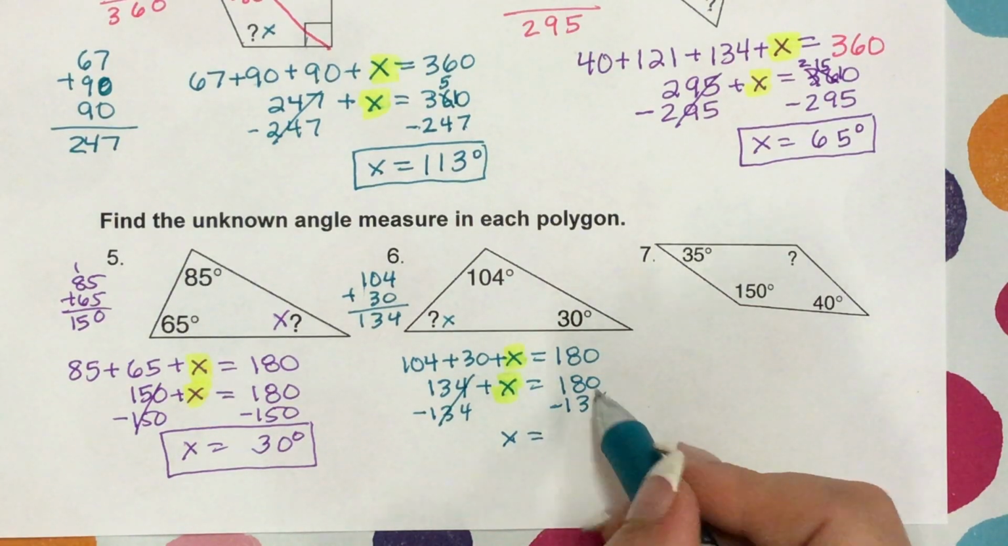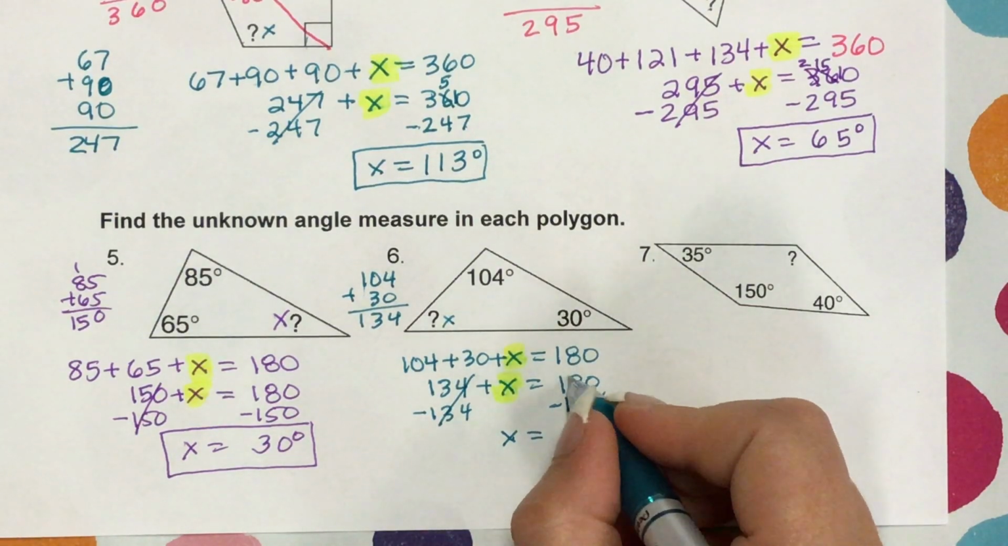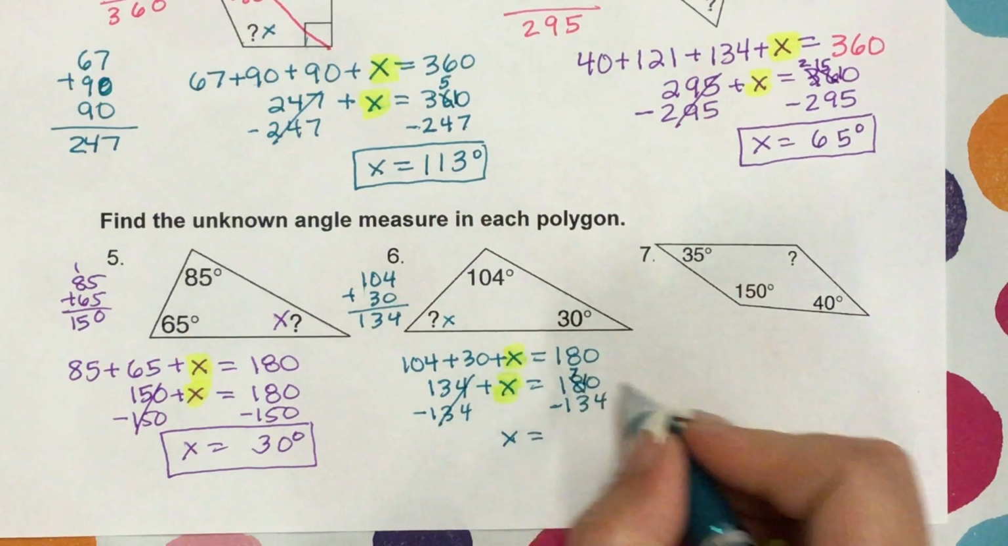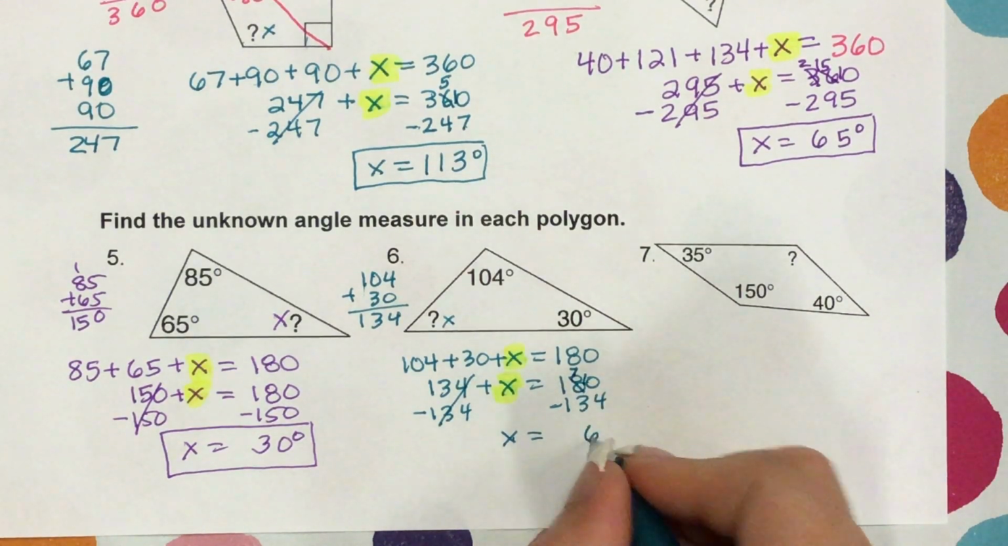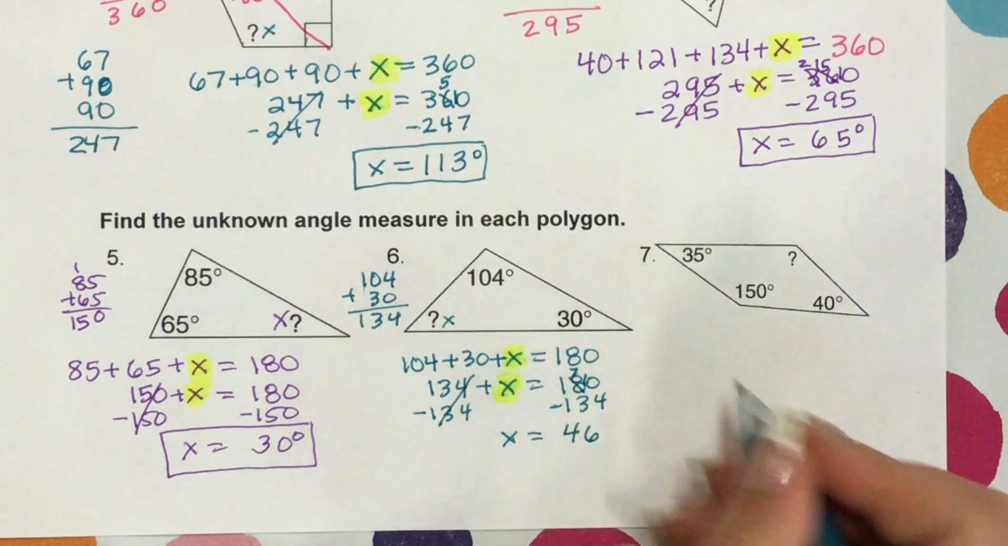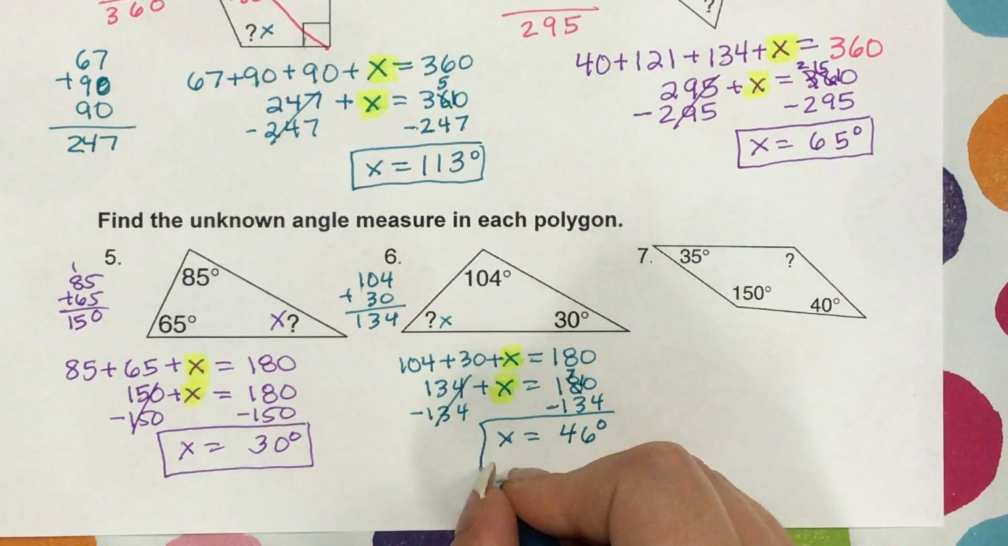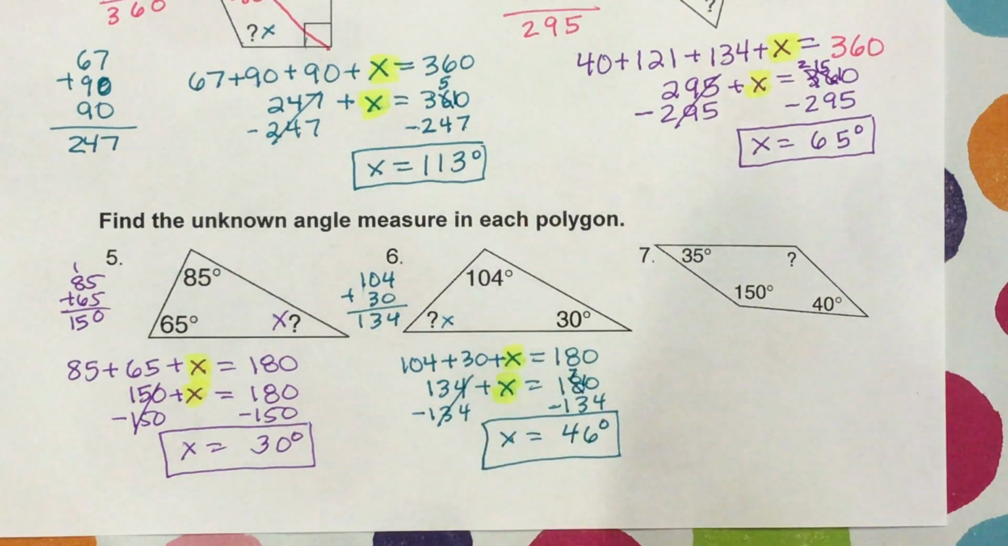This 0 is not big enough, so I need to go ahead and borrow from the 8, making that a 7 and this a 10. 10 take away 4 is 6. 7 take away 3 is 4. And 1 take away 1 is 0. So there we have it. There's our answer, 46 degrees. If you got that right, wonderful job.